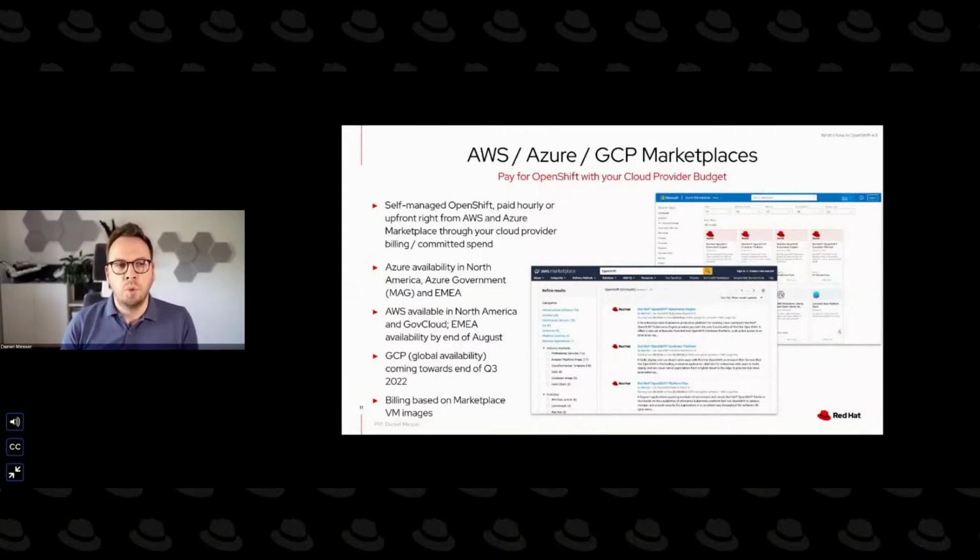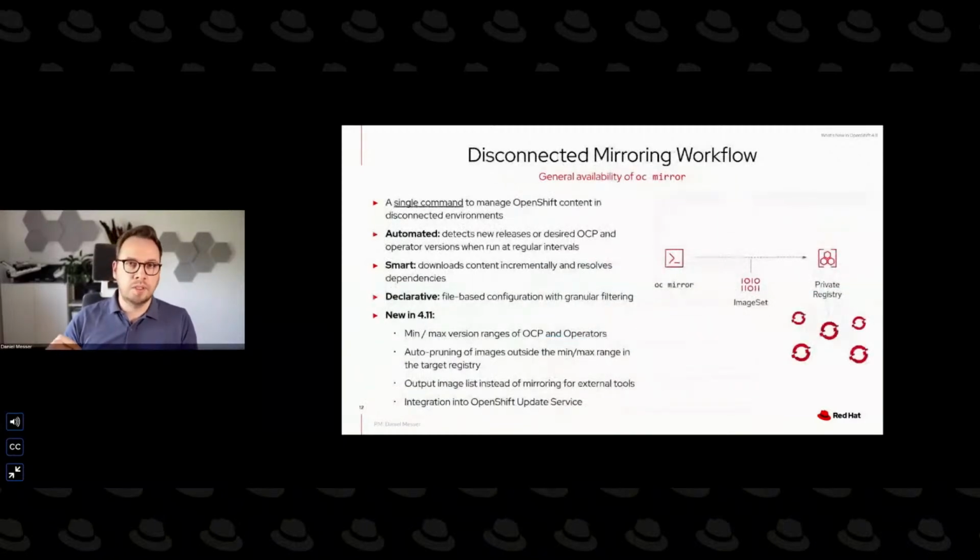On the next slide, we are also going to cater for our disconnected customers. So those customers have to maintain a mirror of all those OpenShift container images that they need to run their disconnected clusters from. And previously, it was kind of fragmented and hard with the previous tooling to get all this data together. And it was also very manual.